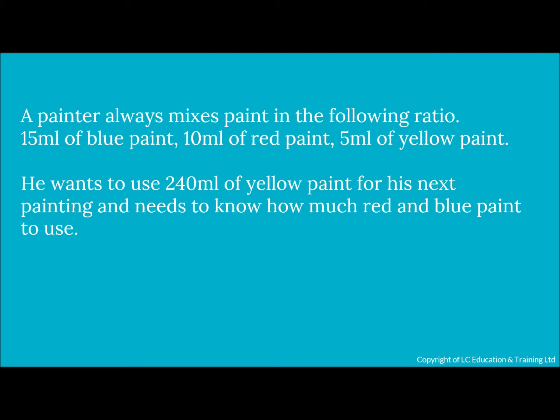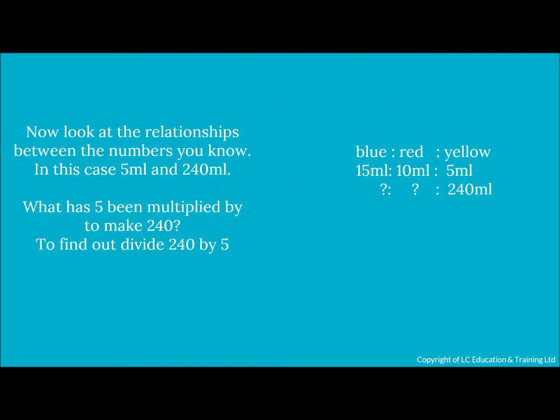Okay, let's have a look at the method for this one. So this time we're looking at the relationship between the yellows, because that's the number we're given, 240 yellows. We need to know this relationship between the 5 we already have and the 240. So what has 5 been multiplied by to make 240?